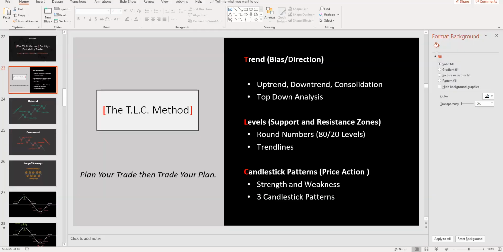I'm gonna quickly go over this week's analysis for the following week. We plan our trades and then we trade our plan. And considering that this is the first time I'm publishing the way that I look at the markets, I'll give you guys a quick introduction as to the method that I use.